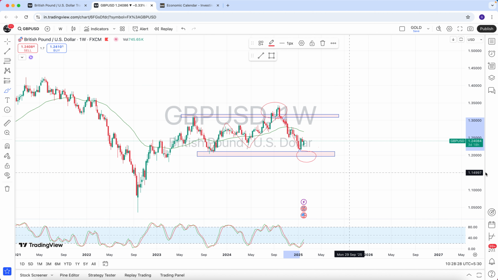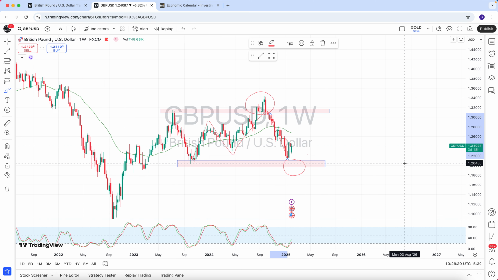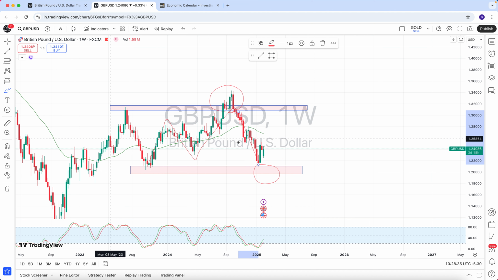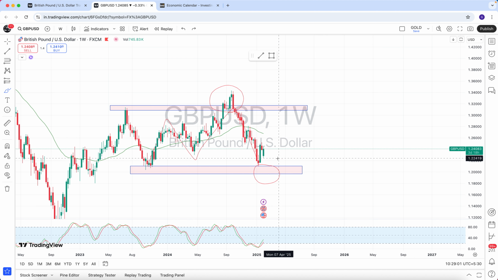For now, it has actually rejected from the support zone. It's actually rejected best from the support zone, and then it most likely may test the support zone and then go up. Or else, as you can see, before last week there was a very good big blue candle. It indicates that most of the buyers have started entering here.